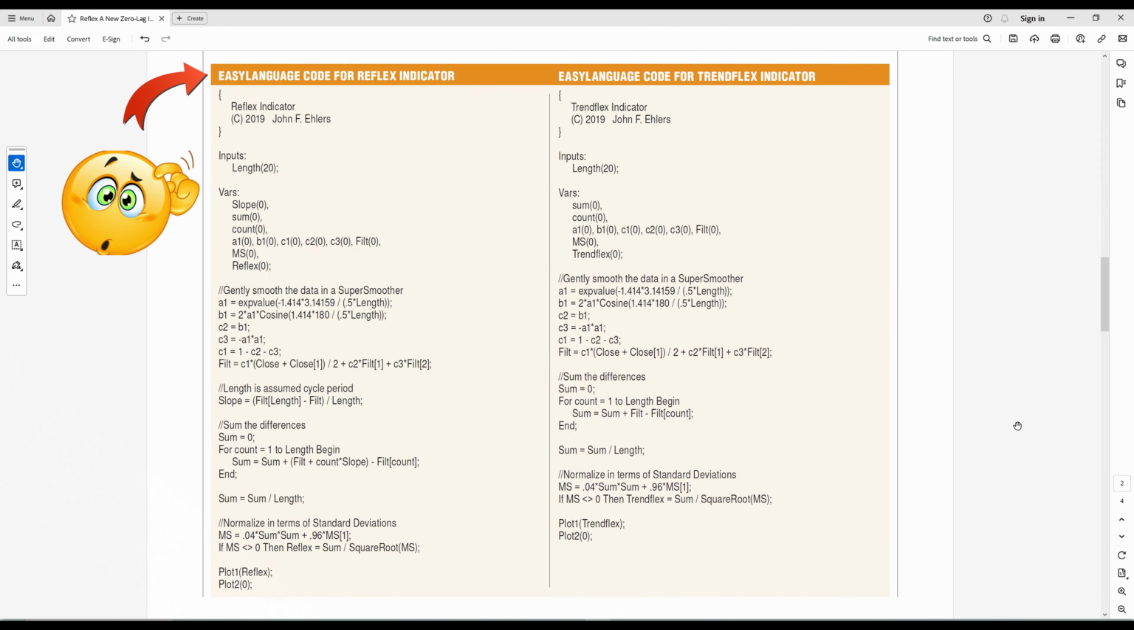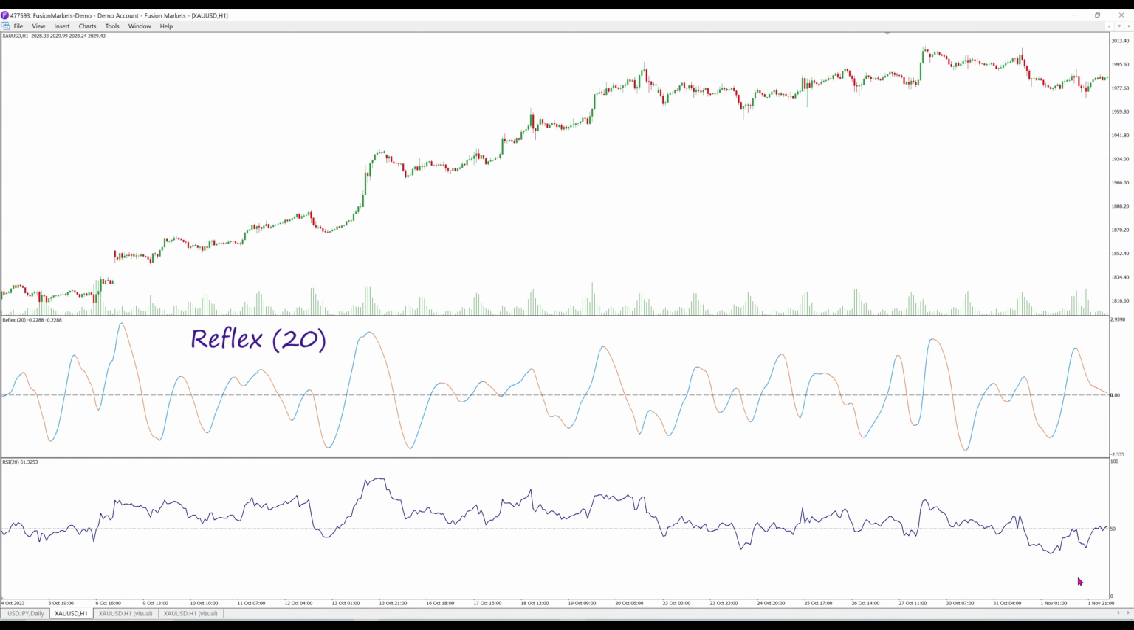The Reflex calculations are not for the faint of heart. If you're hardcore enough, you can peruse them on your own time. I'll focus on the Reflex application in this video. Here's the 20-period Reflex indicator plotted in MT4. It is unbounded, with 0 acting as the neutral level.